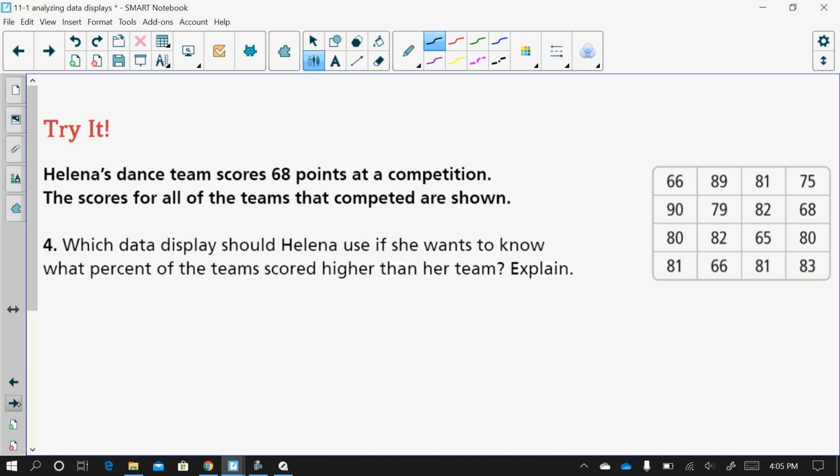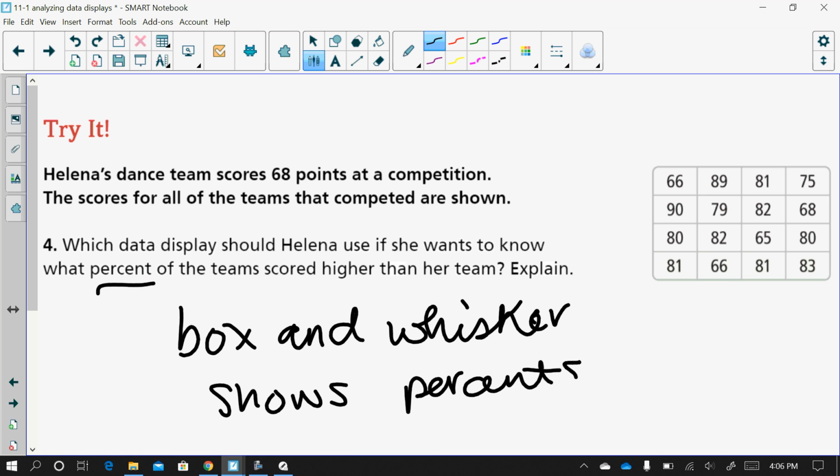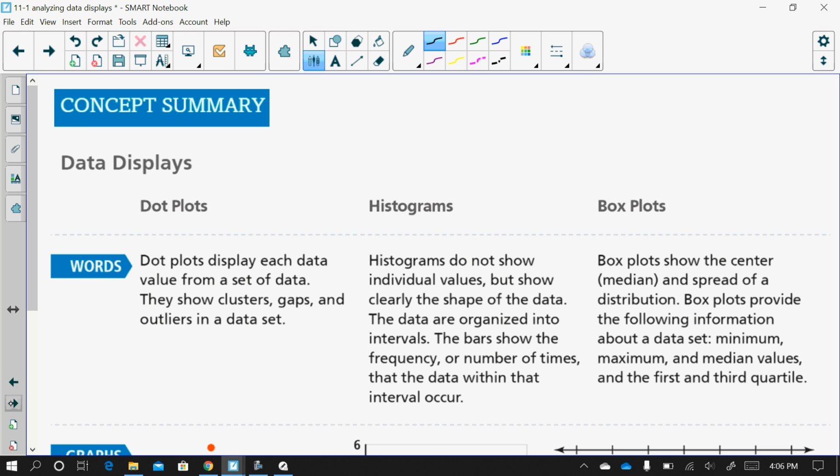Okay, another one. What data display should she use if she wants to know what percent of the teams scored higher than her team? Well, if you're talking about percents, the best choice is a box and whisker plot, because it shows percents. And that's all I've got for you today.